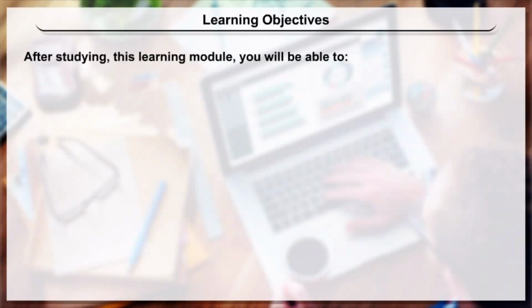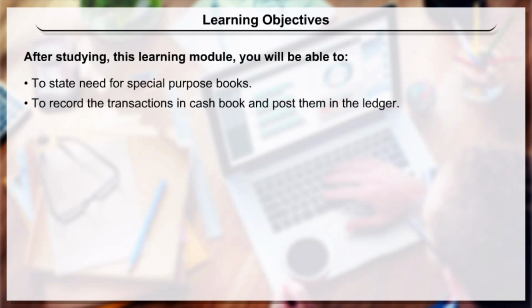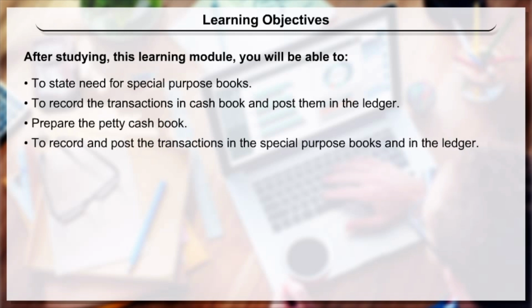Learning objectives. After studying this learning module, you will be able to state the need for special purpose books, to record the transactions in the cash book and post them in the ledger, prepare the petty cash book, to record and post the transactions in the special purpose books and in the ledger, and to balance various ledger accounts.